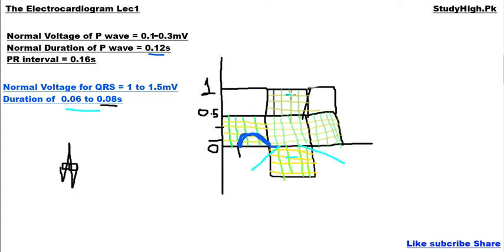The voltage that we take as a standard measure for the QRS complex does not occur only in the positive direction, but is between both the positive and negative directions. So the total voltage is calculated by counting the number of boxes projected from here to here: 1, 2, 3, 4, 5, 6, 7, 8, 9, 10. So 10 boxes, and one small box is equal to 0.1 millivolt. So it is equal to 1 millivolt, which is a normal range of the QRS complex.